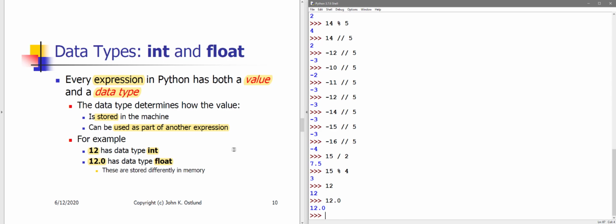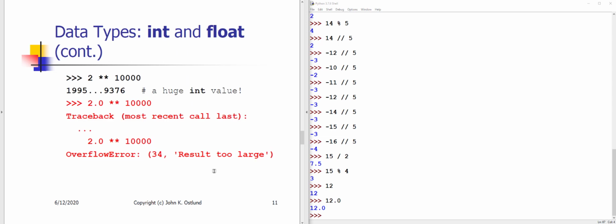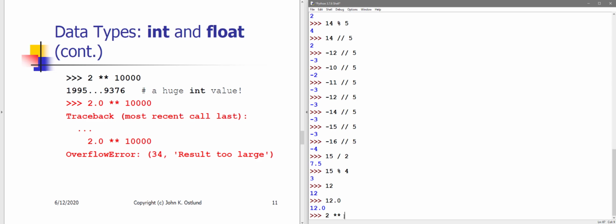Okay, and so for numerical computations, it's particularly important to be able to tell the difference between int values, integer values, that never have a fraction part, and float values that do have a fraction part, although that fraction part may very well be 0. For example, earlier I computed 2 to the 100th power. Now here I have an integer value raised to an integer power, and I got this big number. I can actually compute using int values in Python 2 to the 10,000th power.